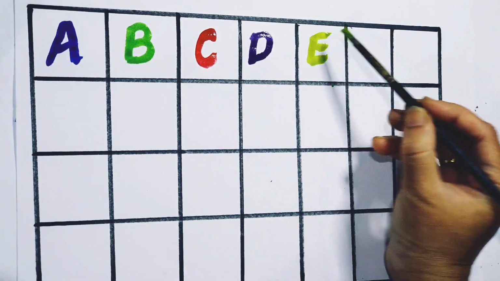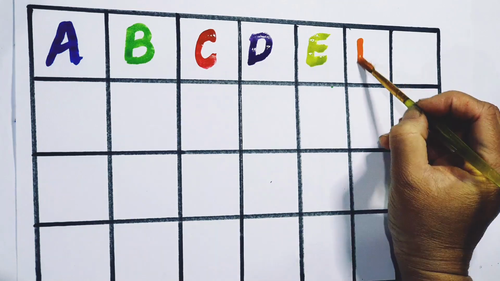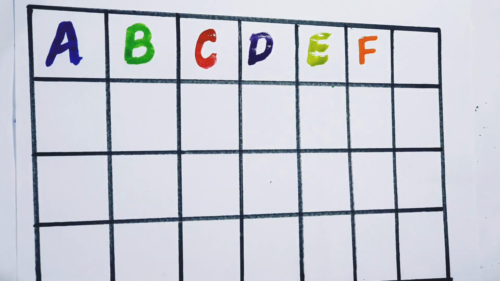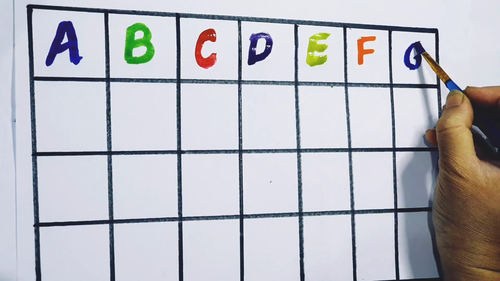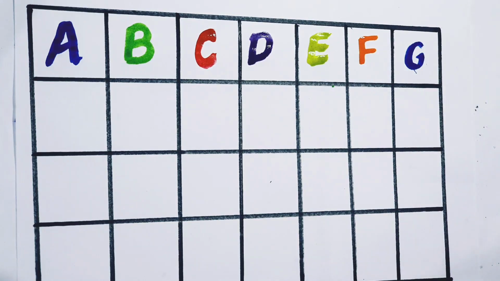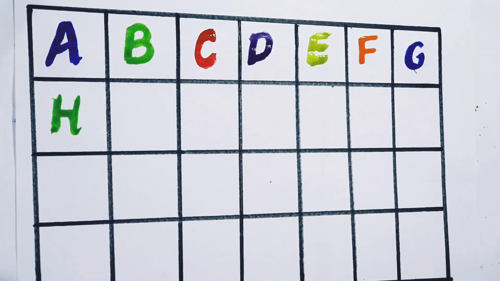E for eggplant. F for frog. G for goat. H for house.